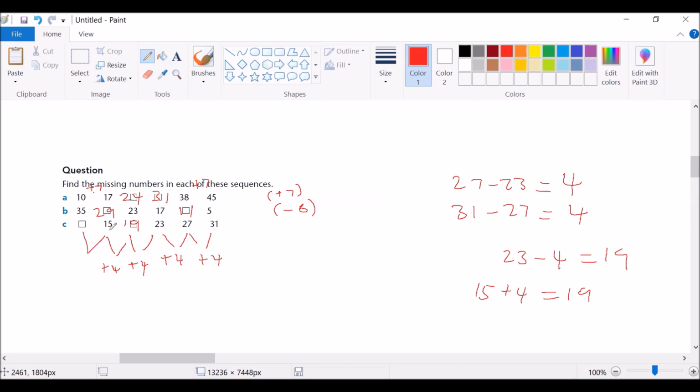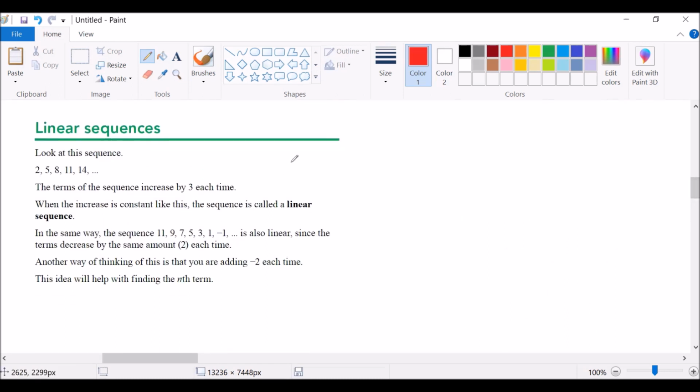Is it the same? If we say 15 plus 4, we get 19. Now to go back to 15, the previous number, since we are adding 4 from here to there, we must subtract if we are going in reverse. So we can say 15 minus 4, then we get 11. So this first number is 11. So the sequence here is plus 4 if we are moving from term to term in the positive direction.